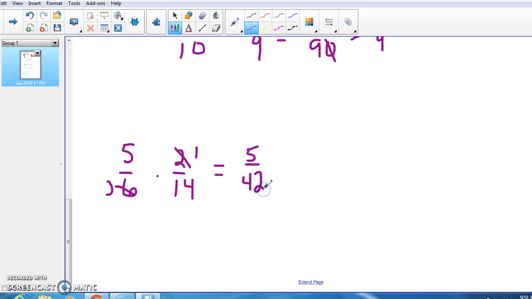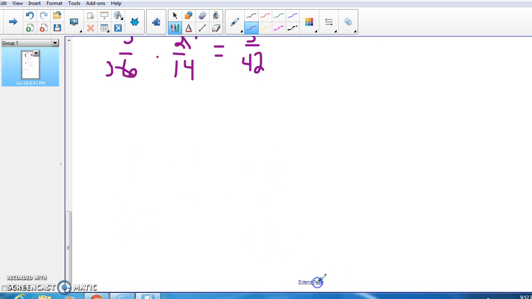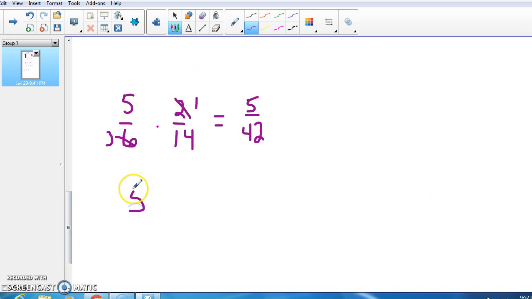Okay, now the last decision you have to make is, can we simplify this any further? Well, 5 is a prime number, so the only way we could simplify it further is if 5 is a factor of 42, and it is not. So this is as simple as it gets, 5 over 42. You could have recognized, and I'll show you what would happen if we just multiplied across initially.